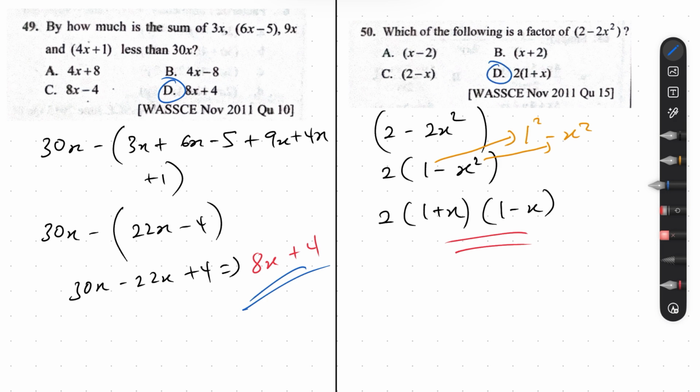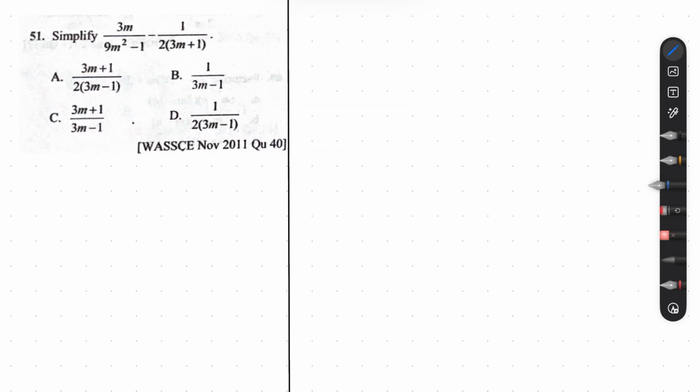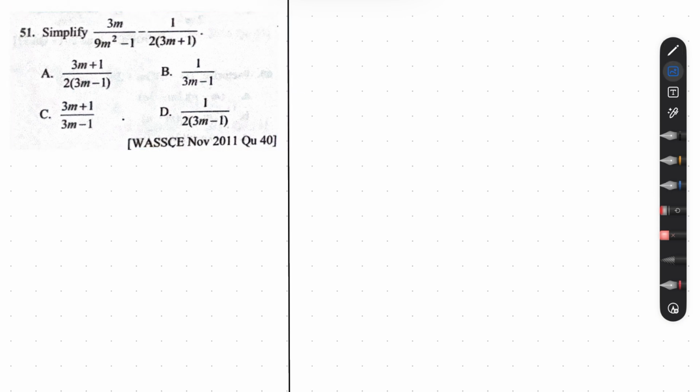Okay, cool. Now let's move on to question number 51. This seems a little bit tricky, but we'll handle it. Okay, now this says simplify this. So as usual, we find our LCM. For the LCM, the easiest thing to do is to just multiply the 2 denominators.